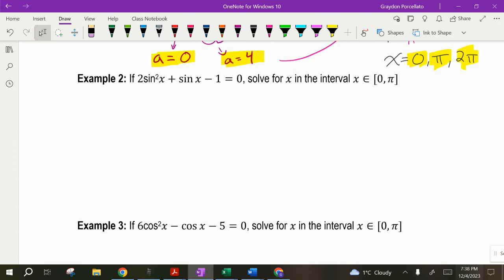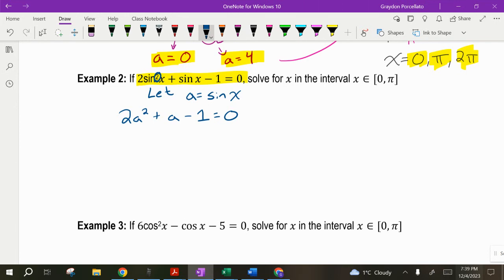Okay, we're going to go through the next one here. So this one here, again, what I'm going to do is let a equal sine of x. So wherever I see a sine, I'm going to substitute an a. So I'm going to rewrite my equation as 2a squared. Notice that if the sine is squared, my a is also going to be squared. That's important. Plus a minus 1 equals 0.